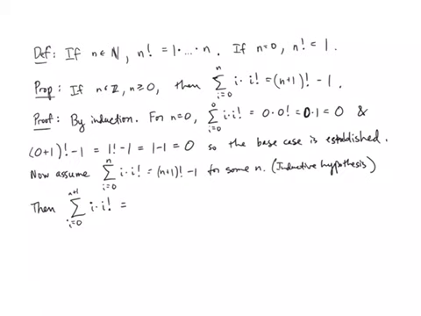So we want to use the sum from i equals 0 to n. And the way we can do that is, well, the sum from 0 to n plus 1, that's the sum from 0 to n, and then plus just the last term. So this is the sum from i equals 0 to n of i times i factorial, plus just the final term, which involves the n plus 1. So (n plus 1) times (n plus 1) factorial. And by the inductive hypothesis, that first sum there is (n plus 1) factorial minus 1. So we have that plus (n plus 1) times (n plus 1) factorial.